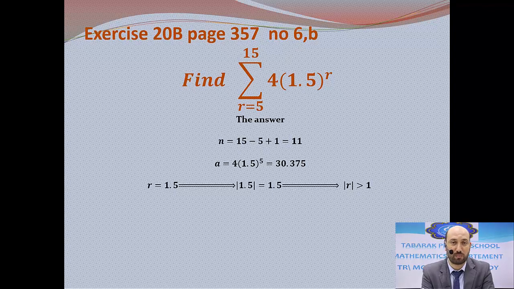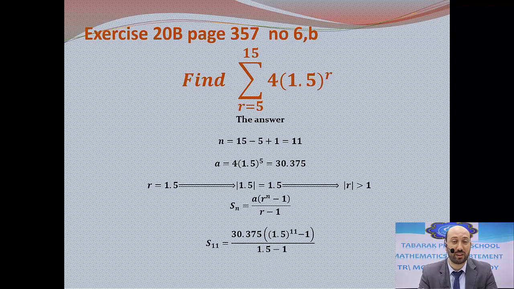So now the absolute value of the common ratio is greater than 1, so we are going to use the formula: sum of n terms equals a times r power n minus 1 over r minus 1. So the sum of 11 terms equals 30.375 times 1.5 power 11 minus 1 over 1.5 minus 1, and put it in your calculator. It will be sum of 11 terms equals 5,193.97. Here we found the sum of the terms using the symbol of the sequence.